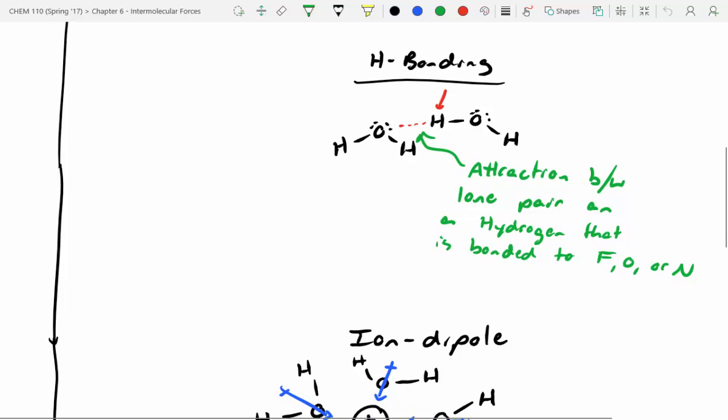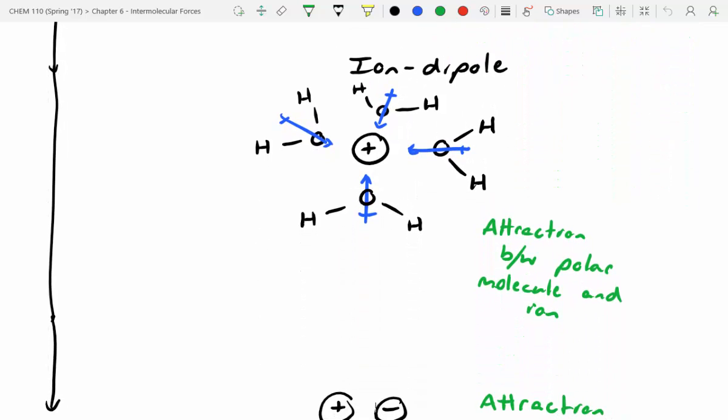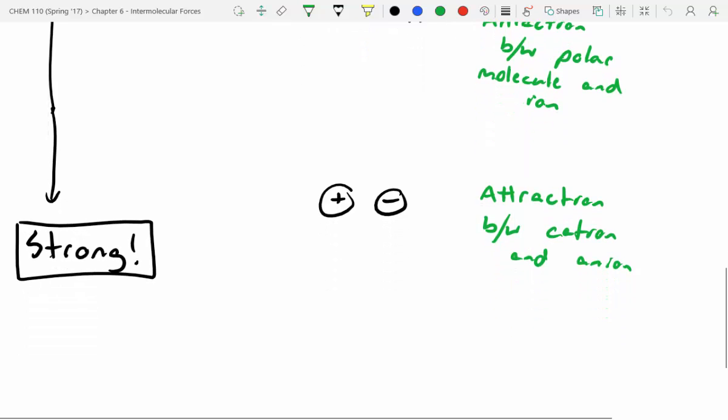Followed by hydrogen bonding. That's a unique type of dipole-dipole where you've got a hydrogen on the phone, meaning the hydrogen's covalently bound to fluorine, oxygen, or nitrogen. And then we said after that, you've got ion-dipole, where you've got some sort of cation or anion surrounded by a molecule with a net dipole. These are pretty strong. And then last but not least, we've got ionic bonds that are the strongest intermolecular force of them all, and it's a very strong attraction between a true cation and anion.